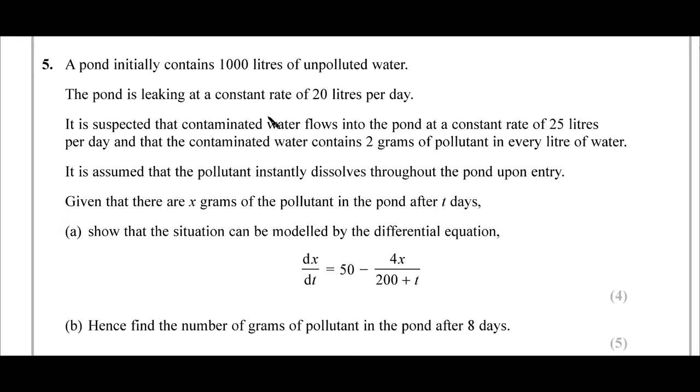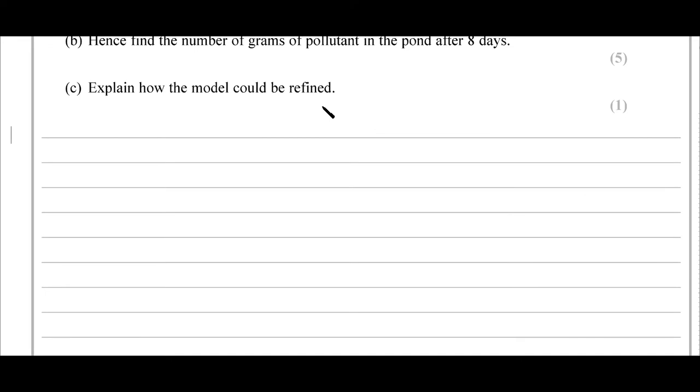Well, first of all, if water goes into the pond at 25 litres per day and leaves at a rate of 20 litres per day, the net flow into the pond will be 25 minus 20, which is 5. So therefore, the net flow into the pond, and the reason it's into the pond is because we have more water coming in than going out.